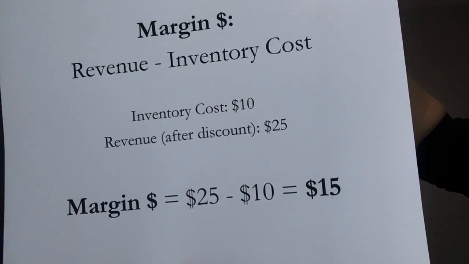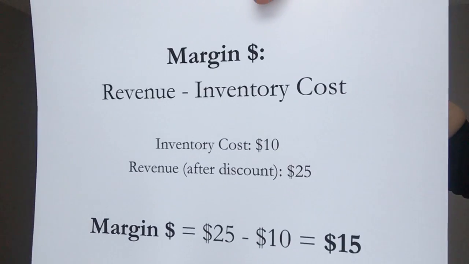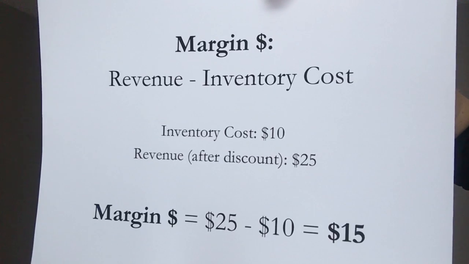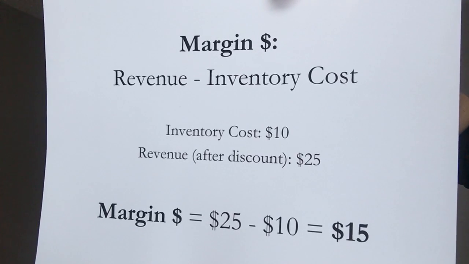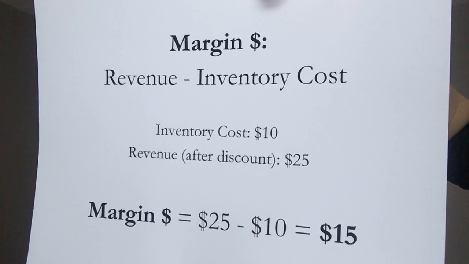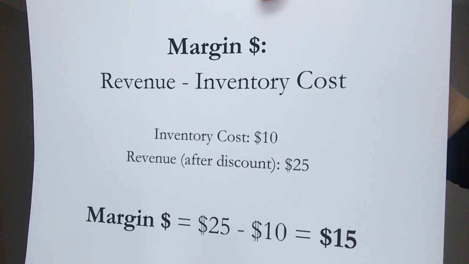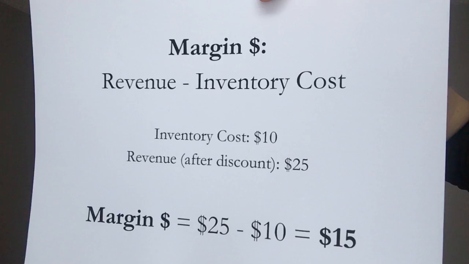Margin is calculated in a very easy way. Margin dollars is calculated by looking at revenue minus the cost of our inventory. So in this example, our inventory cost was $10. Our revenue after discount was $25. So our margin dollars were 25 minus the inventory cost of $10, leaving us with 15 margin dollars. It's really important to look at these facts from a numerical standpoint as well as a percentage, and here's why. Well, we'll get into it in a sec.